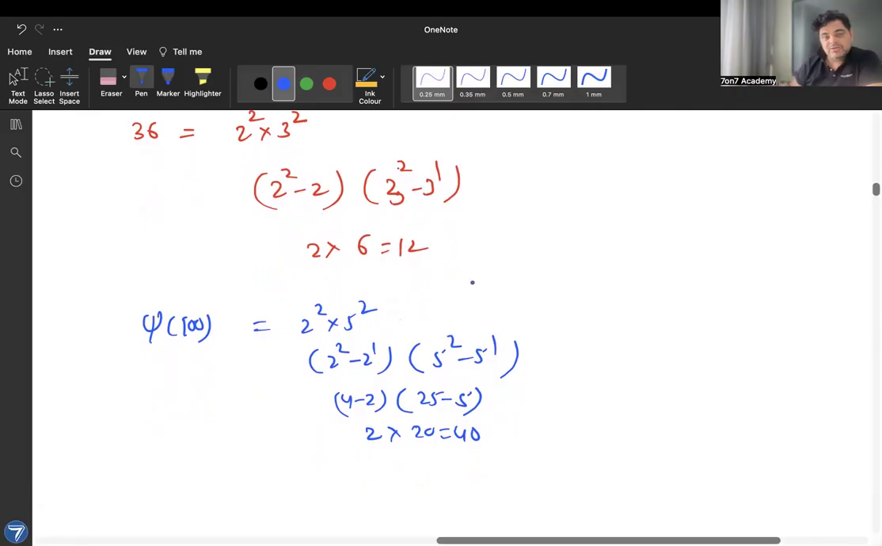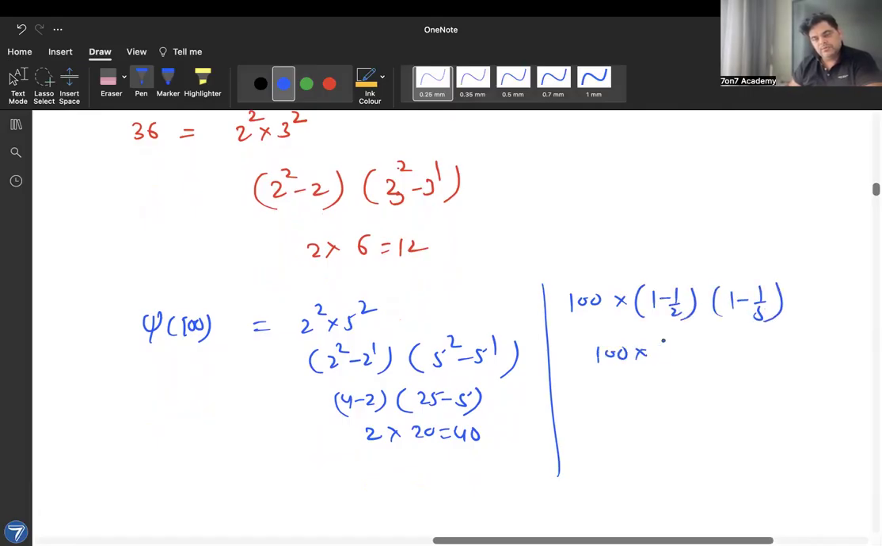Okay. So Abhi, I'll tell you the use of it. First, you understand the calculation of this. Can we do the other method, the other way around also? So 100 into 1 minus 1 over 2 into 1 minus 1 over 5. So 100 into half into 4 by 5. This cancels out to 2, this cancels out to 20. So again 40. So you can use either method.